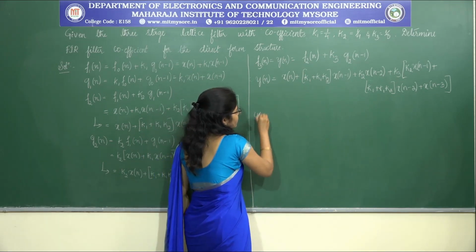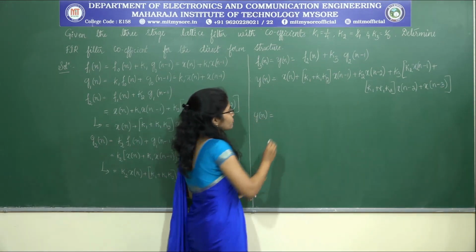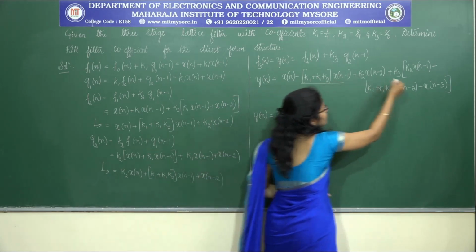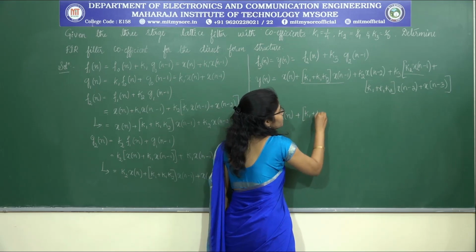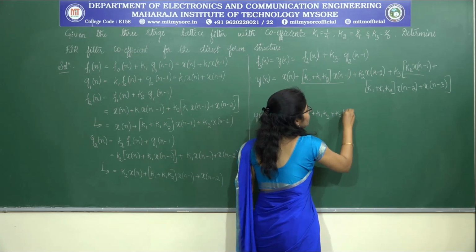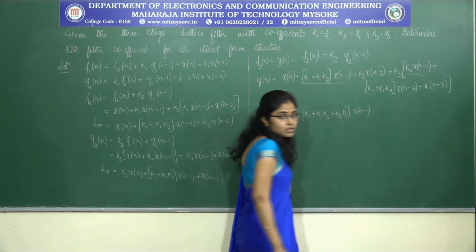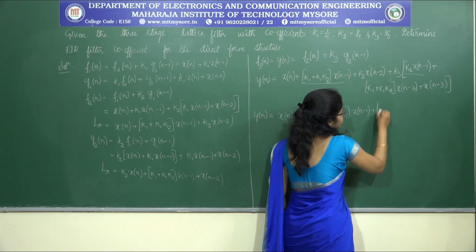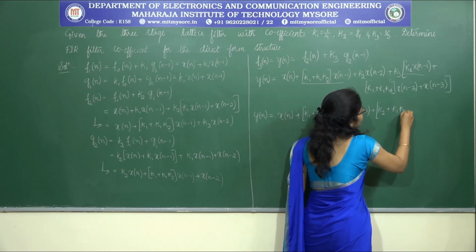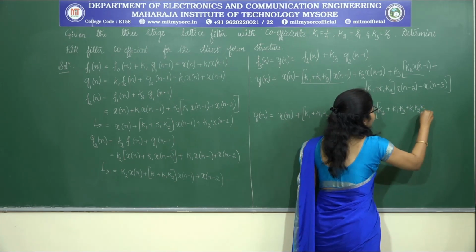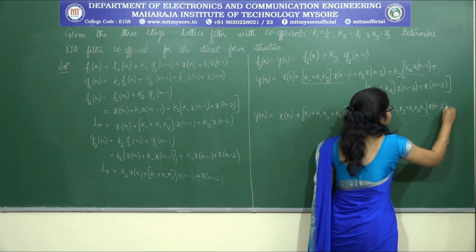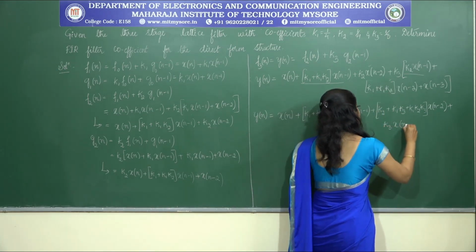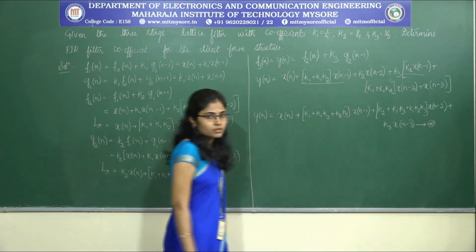So let me simplify this. Therefore y of n will be equal to, we have only one x of n term, so I will write it as it is, plus, wherever I have x of n minus 1, here we have and here we have. So if I rewrite the equation, it will be k1 plus k1 k2 plus k2 k3 into x of n minus 1. Similarly, next I should write x of n minus 2, here we have, here we have. So plus k2 plus k1 k3 plus k1 k2 k3 into x of n minus 2 plus, we have only one x of n minus 3 term, that is multiplied with k3, k3 into x of n minus 3. Term this as equation star. We got the output for the third stage.